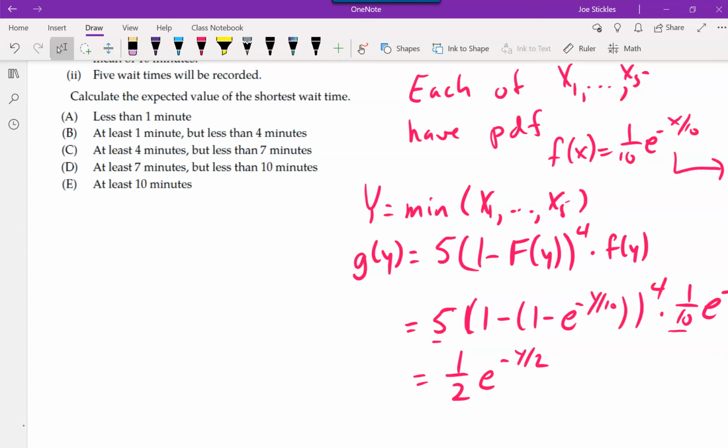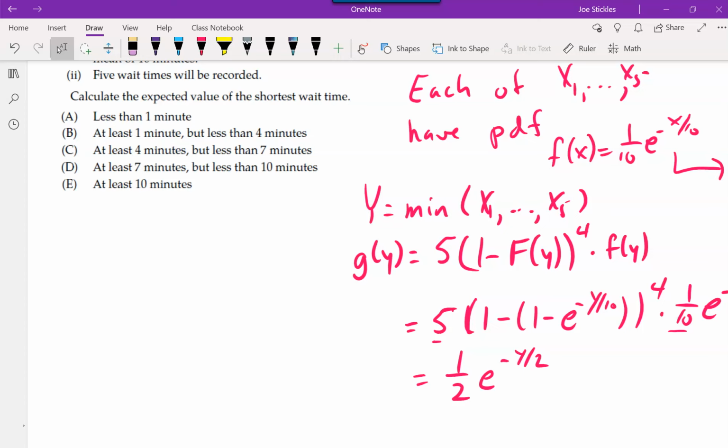Dr. Joe, can you explain the algebra from how you got e to the negative y over 10 to the fourth times e to the negative y over 10 actually gives you negative y to the half? 4/10 plus 1/10 is 5/10, because you multiply your exponents. Oh, okay.